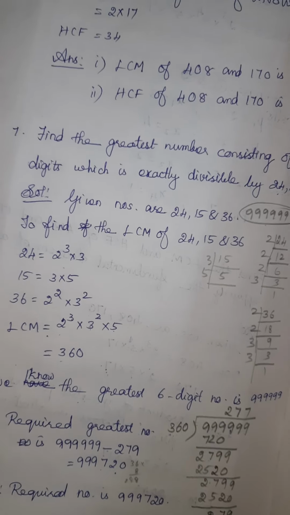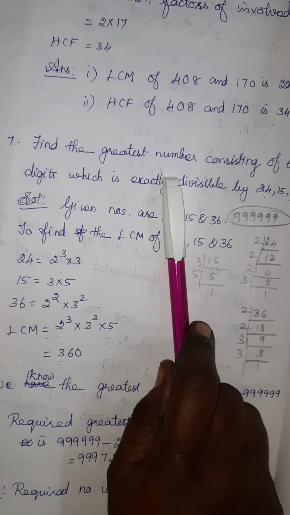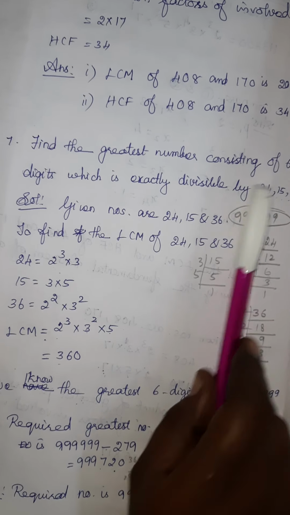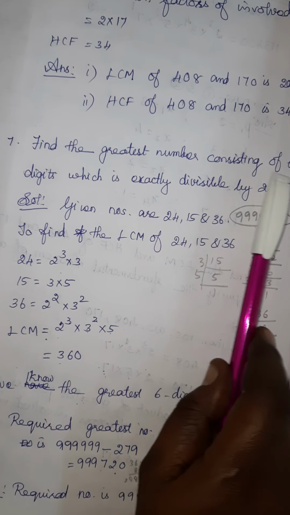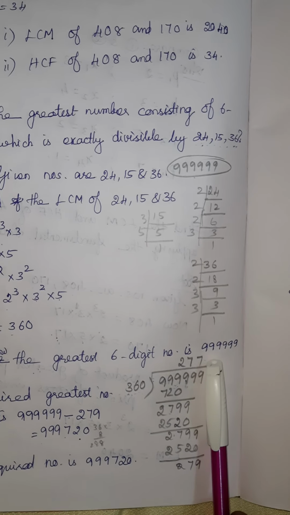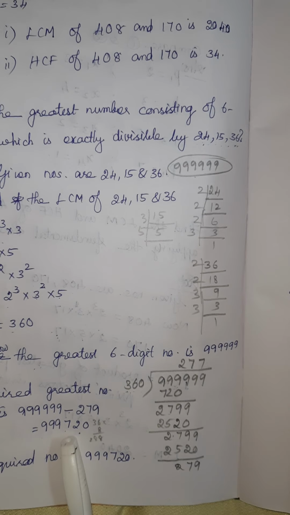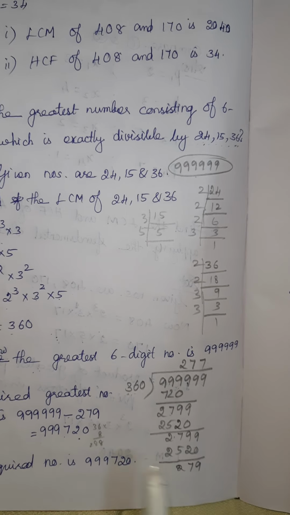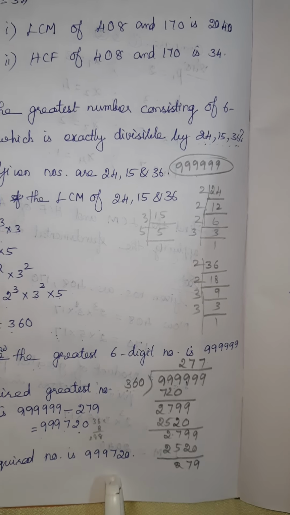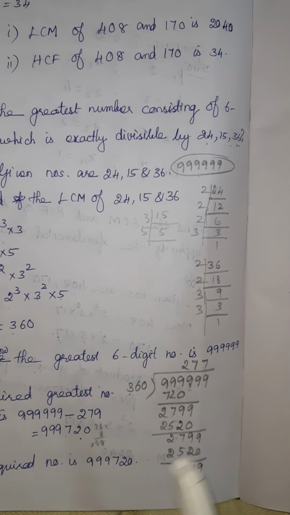What about the seventh question? They ask for the greatest number. Greatest 6-digit number which is exactly divisible. Since they mentioned greatest 6-digit, we found the greatest 6-digit number, then divided it and found the value, and subtracted using the remainder. So these three questions are somewhat different. Please understand and learn it correctly.